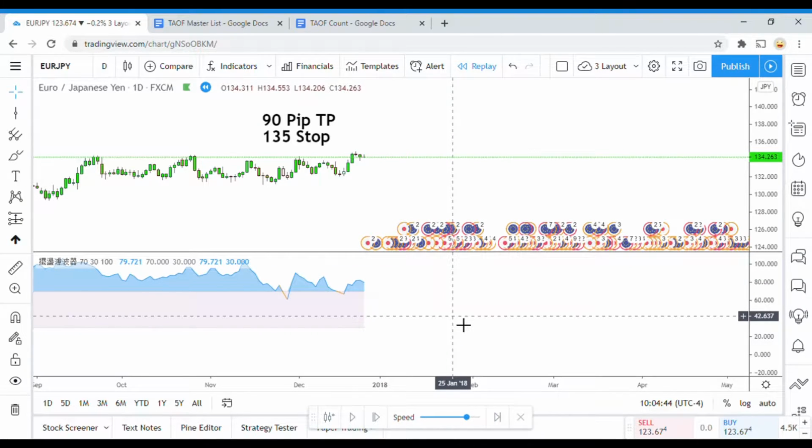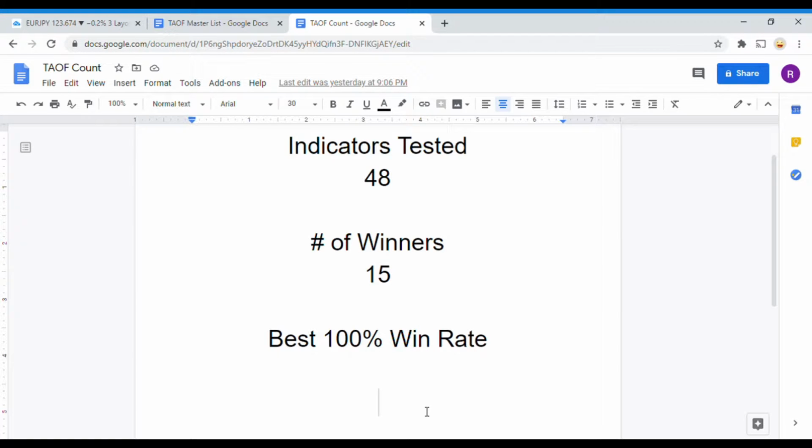Alright, as I said, today we will be testing the swing filter indicator. But before we do, I wanted to put the indicator scoreboard up for everyone to see. To date, we have tested 48 indicators. Out of those 48 indicators, 15 have been winners, which means that they have met or exceeded the 60% win-loss ratio threshold that we have set. The best one so far was able to achieve a 100% win rate.